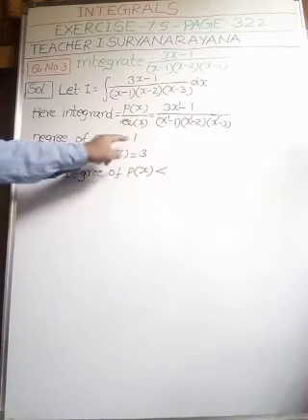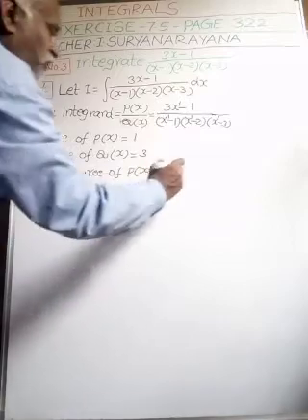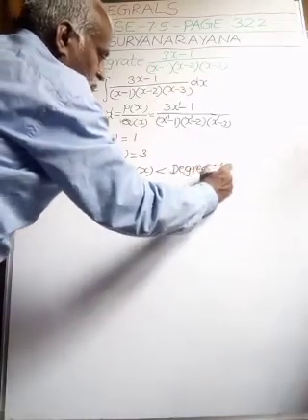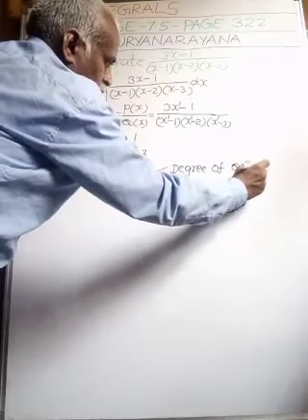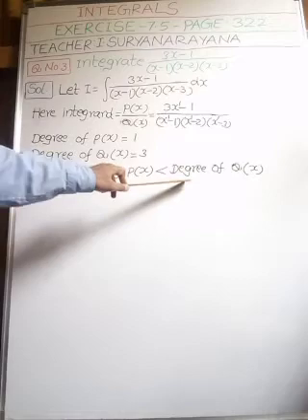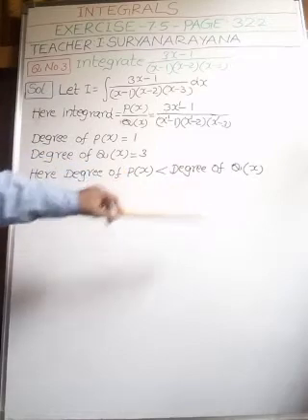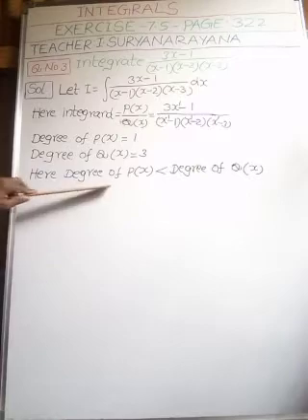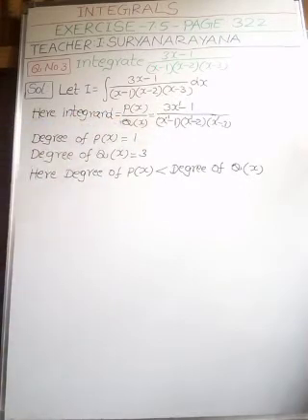One is less than 3 or not? Yes. So degree of p of x is less than degree of q of x. After confirmation of this statement only we proceed for the next steps. Okay, my children? Right. So it is a proper rational function.